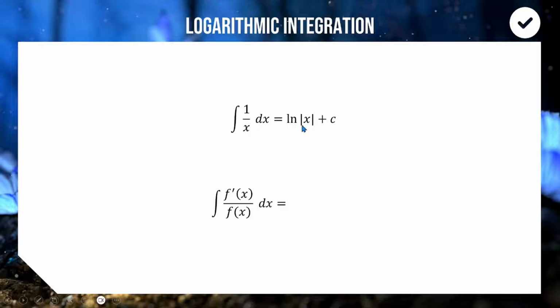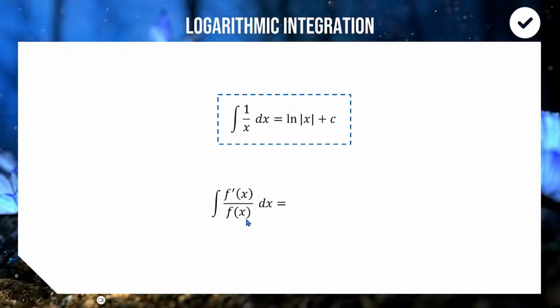For these ones, we're going to be putting absolute values around our x's or our functions because logs are only defined for positive values, so we're only integrating over a positive domain. That's the short version. The long version for why there's absolute values here is a rabbit hole I don't want to go down because this video is already probably going to be like 30 minutes.